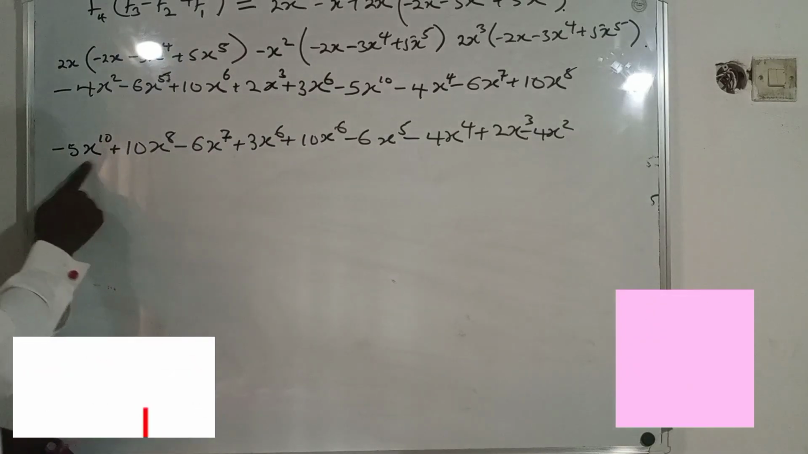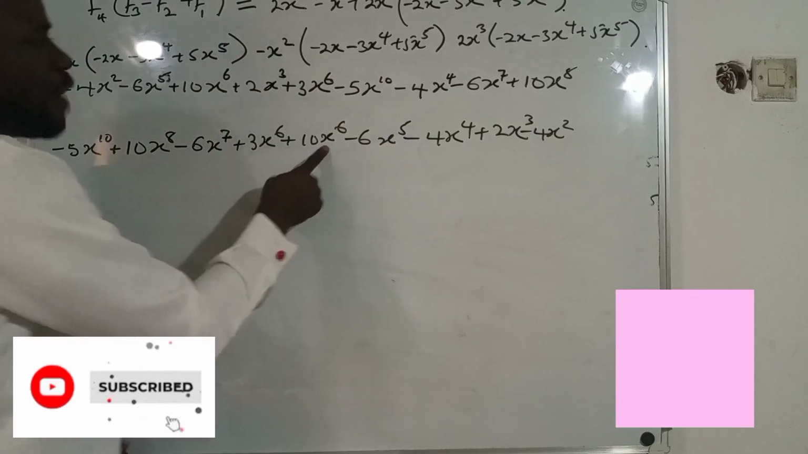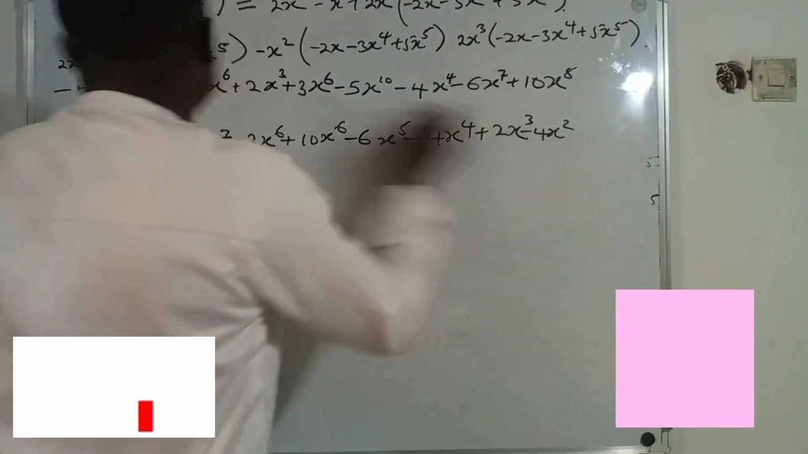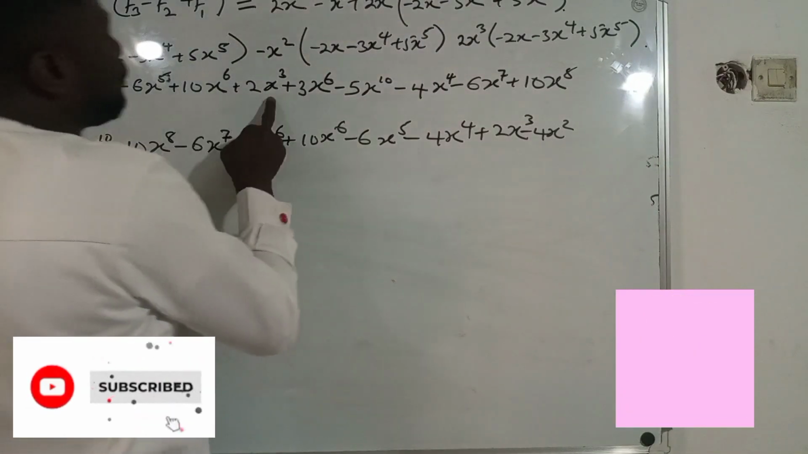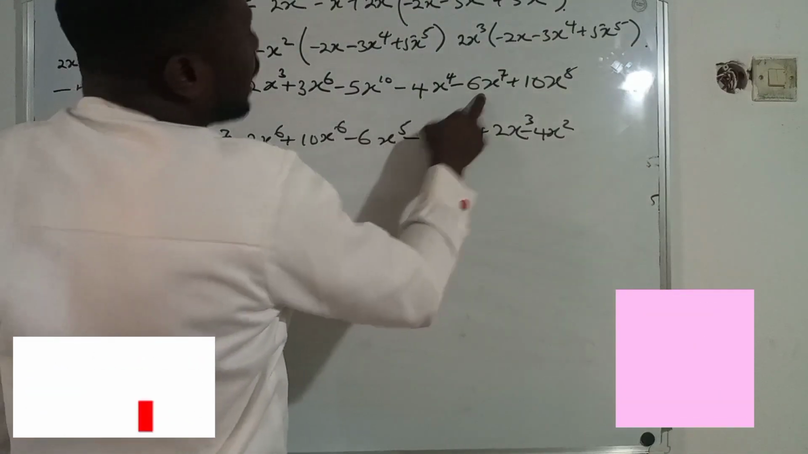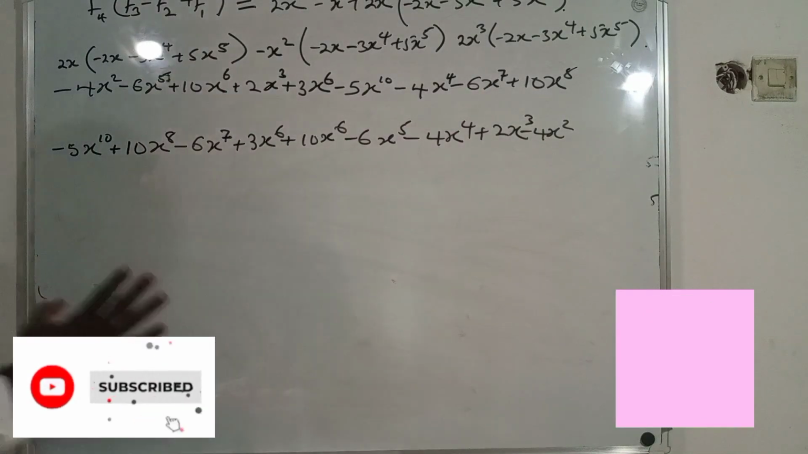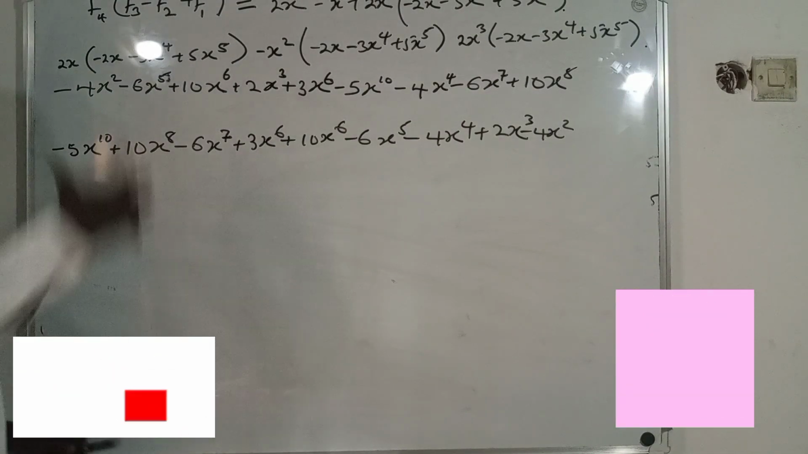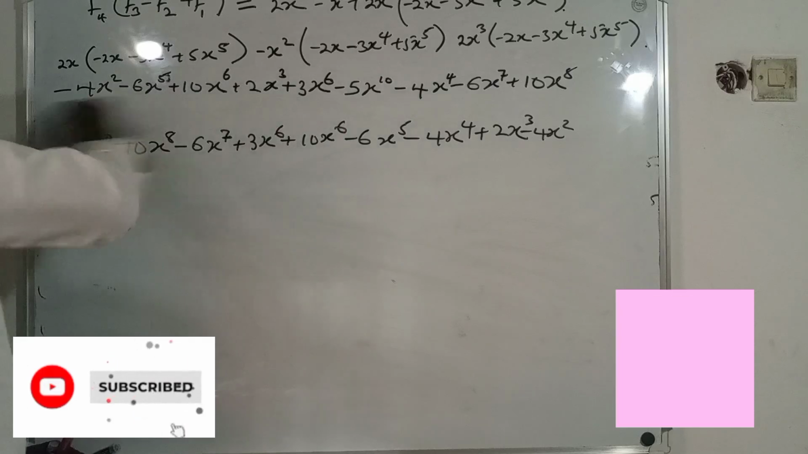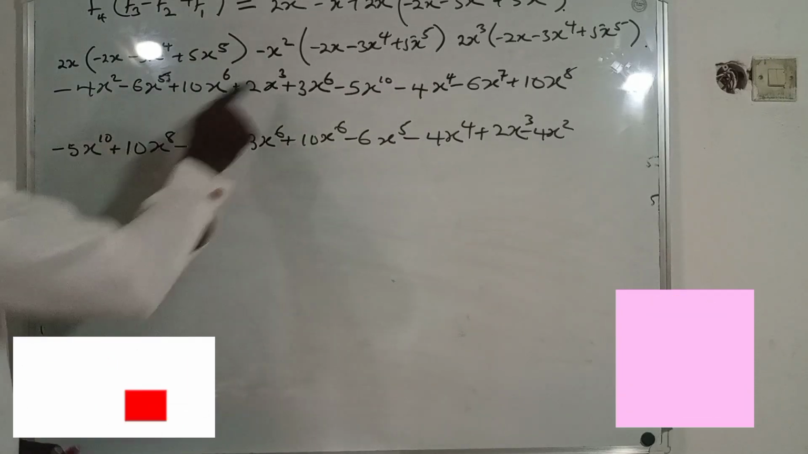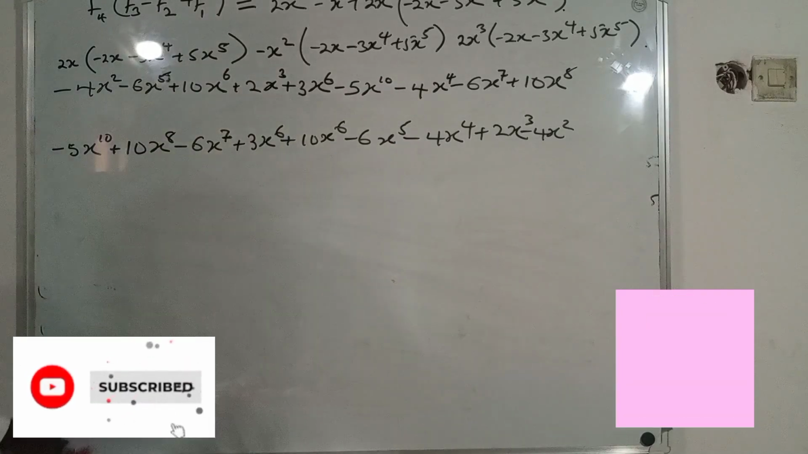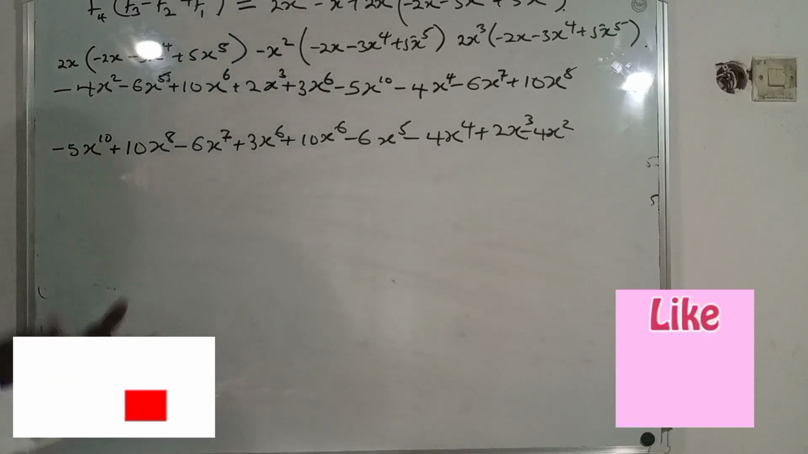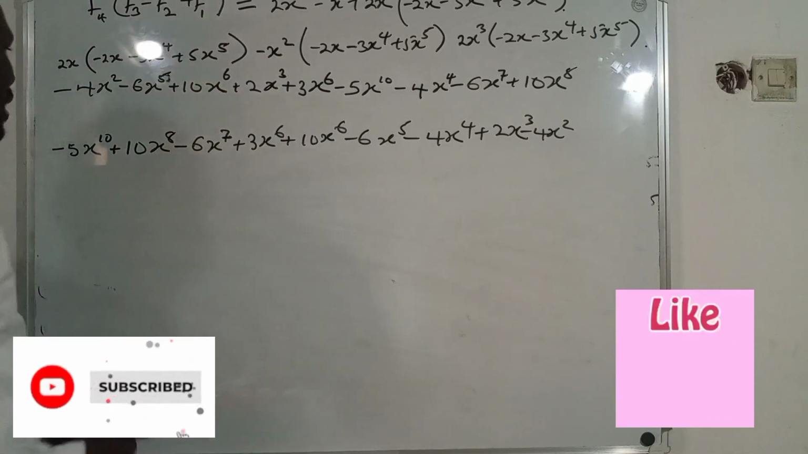Let's confirm. 1, 2, 3, 4, 5, 6, 7, 8, 9. So we are okay. We are right. So the number of terms we have taken here is equal to the number of terms originally present here. So at this point, what do we do? Again, we try to further take this to the final answer.